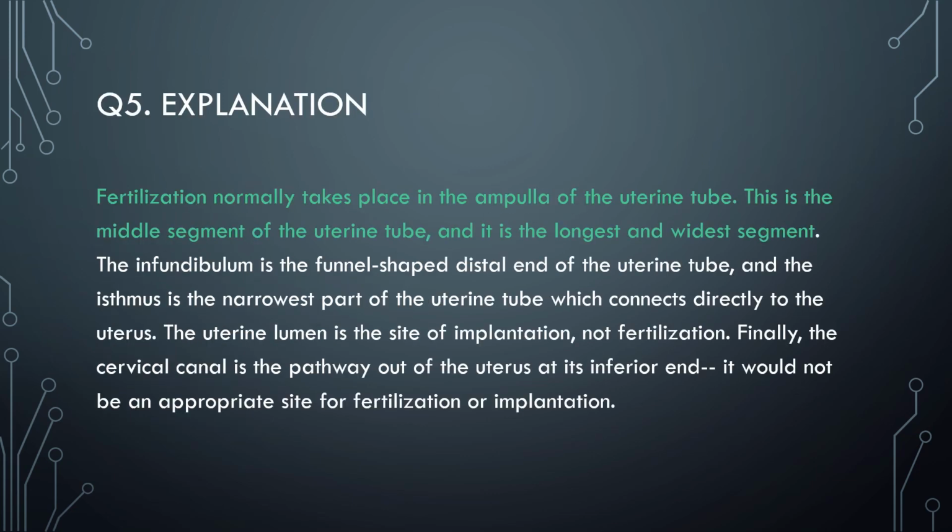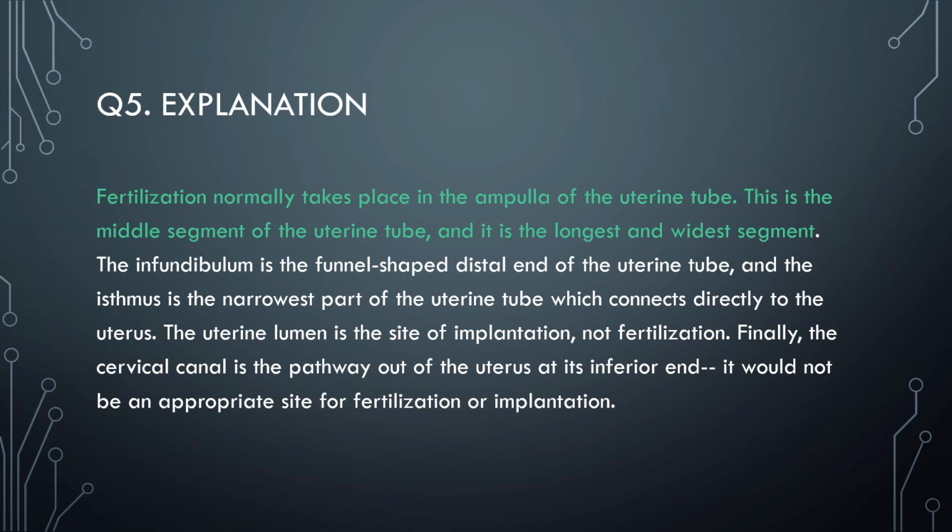But fertilization normally takes place in the ampulla of the uterine tube, but you have to remember that in some circumstances fertilization can take place in other parts of the uterine tube or fallopian tube, but normally it occurs in the ampulla of the uterine tube.